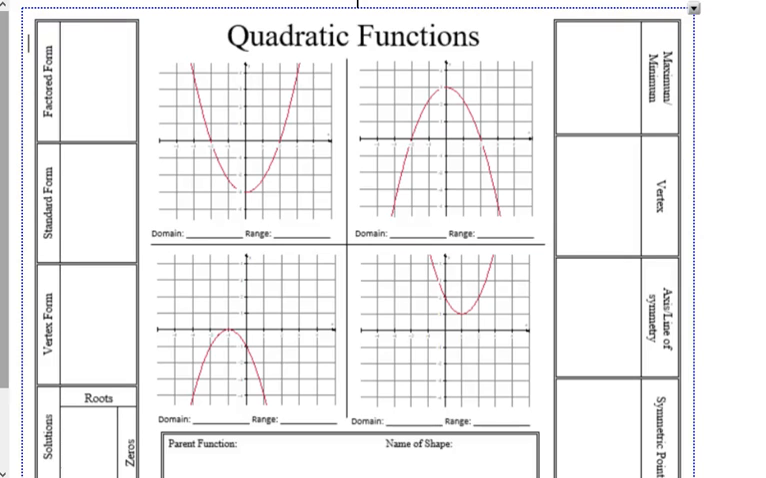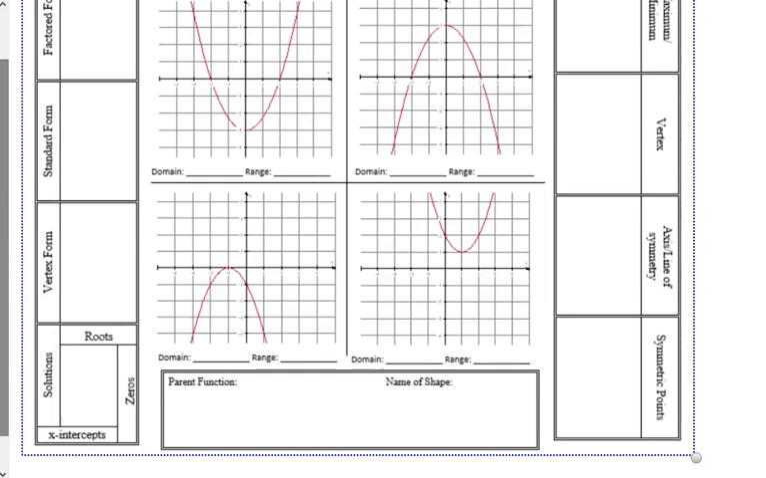Hey guys, so today what we're going to do is talk about quadratic functions and their key features. Now, key features are the important things that you need to be able to find when working with quadratic functions. So the first thing we have is at the bottom here, we want to know what the parent function is. Now, the parent function is what the function looks like without any changes made.